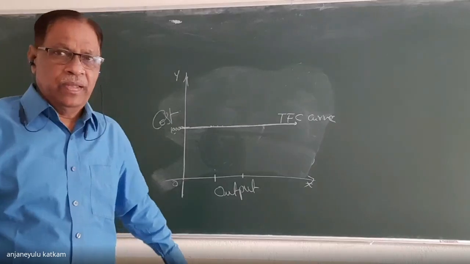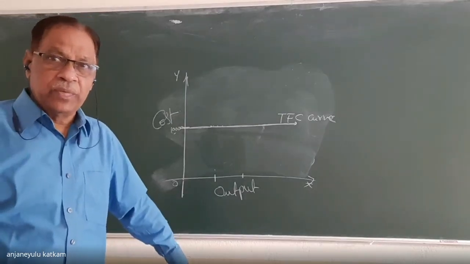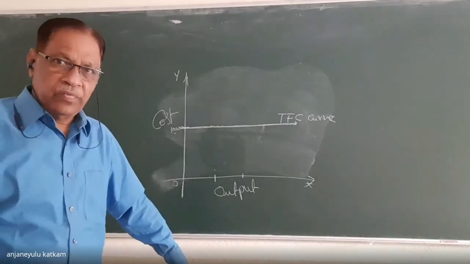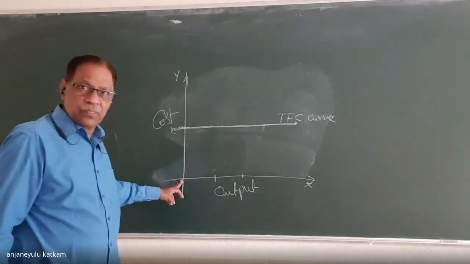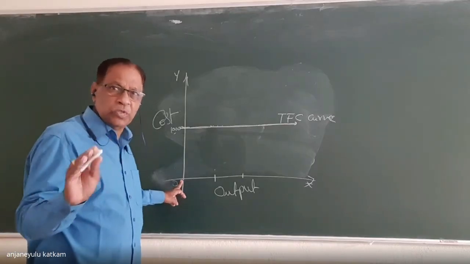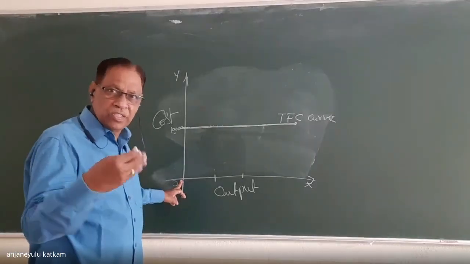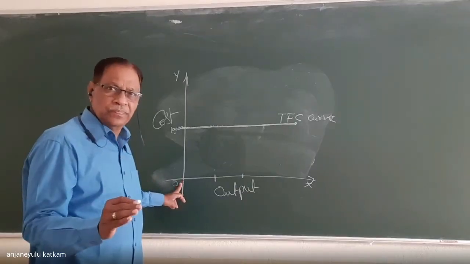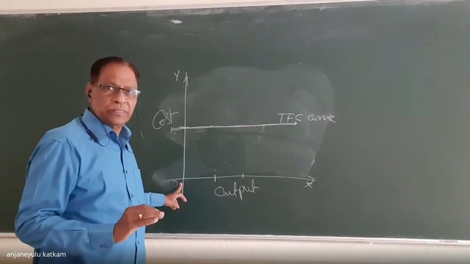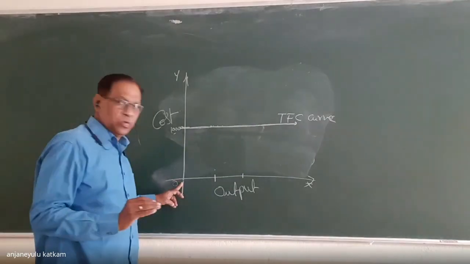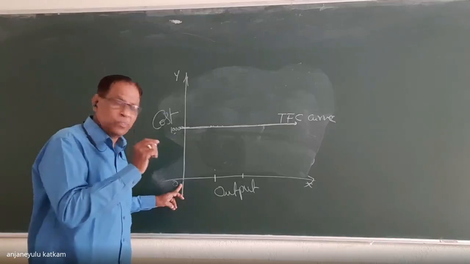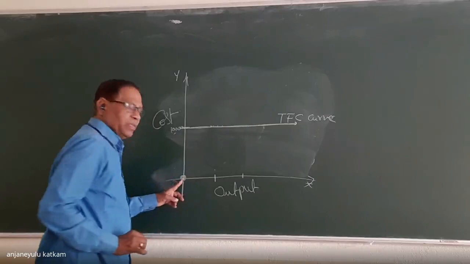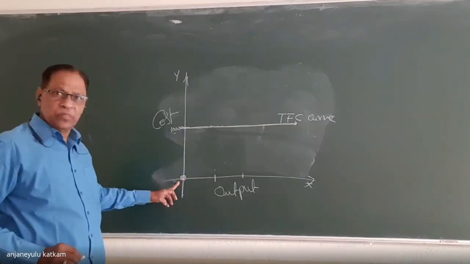Okay. Then the second one we can take is the variable cost curve. If the production is zero, variable cost is also zero. No wage to be paid to any worker. No power is used. No raw material used. So when the production is zero, variable cost is also zero. Therefore, the variable cost curve will start from zero, from the origin.